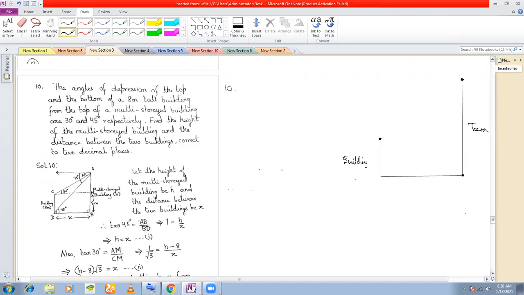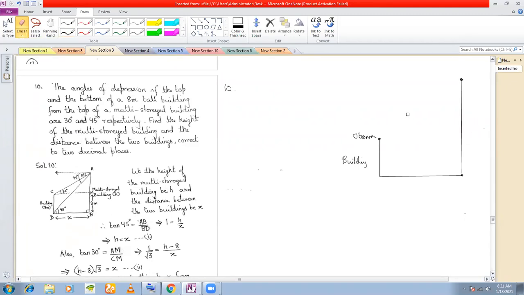So the angle of depression of the top, that means the observer is standing here. Observer is at a depressed position. Now, what do you mean by angle of depression of the top and bottom of the multi-storied building? This is not a tower, it is a multi-storied building. Anyway, whether you call it a tower or a multi-storied building, it has to be higher than a building.